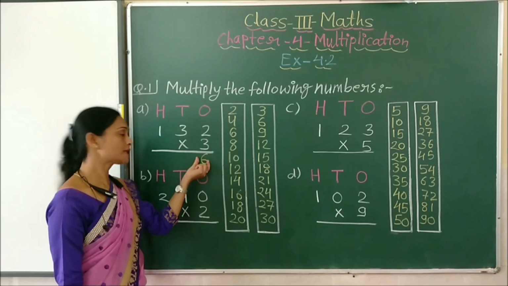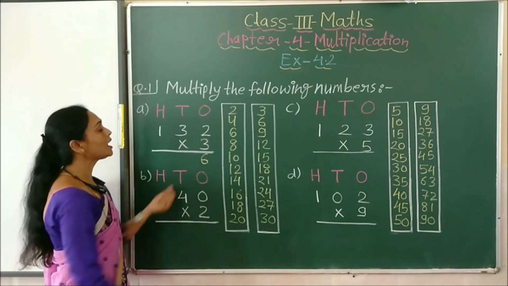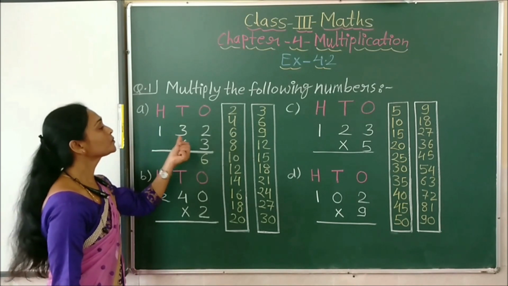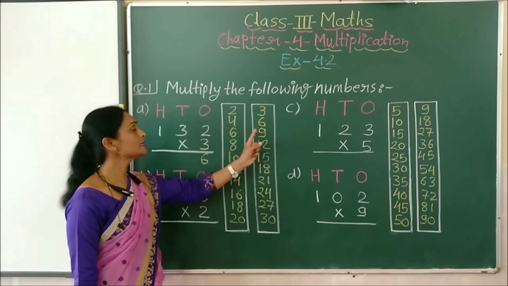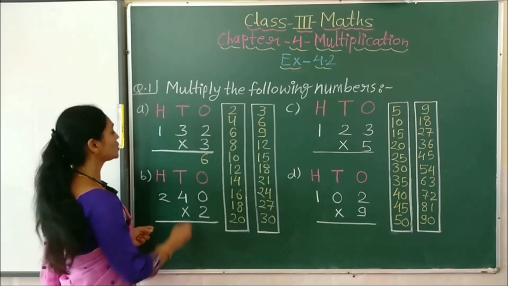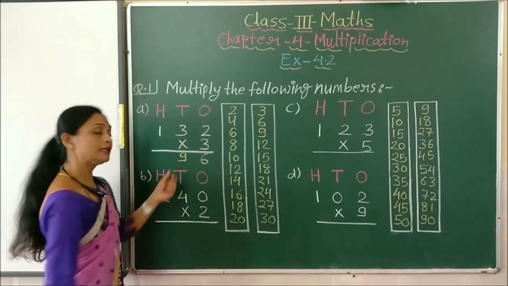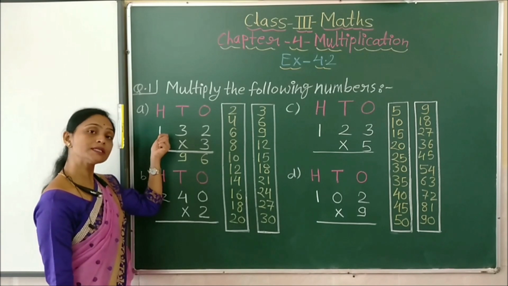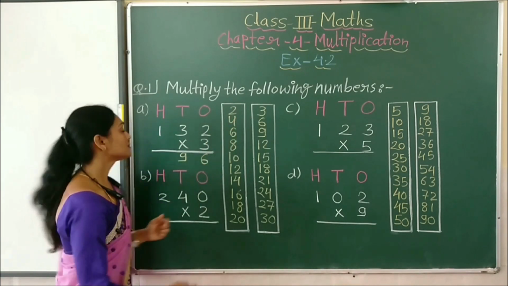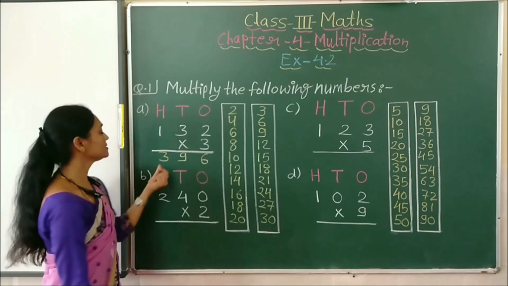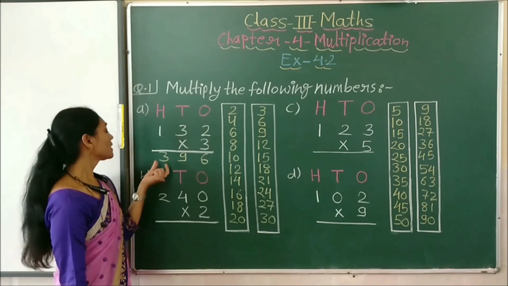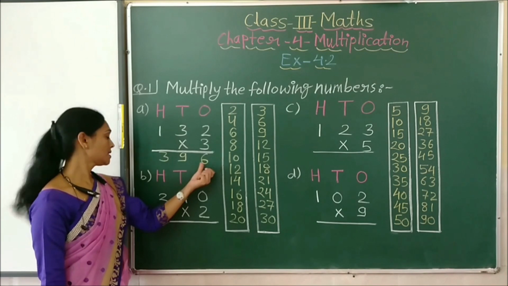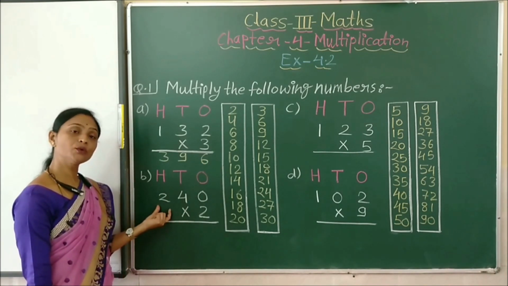Now 3's table how many times do we have to read? We have to read 3 times. So 3 ones are 3, 3 twos are 6 and 3 threes are 9. So how much did we get? We got 9. Now again we have to multiply 3 with this one. So 3 ones are 3. So here we will write 3. So this way, which number did we get? See, 396. Now we will solve question number 2.